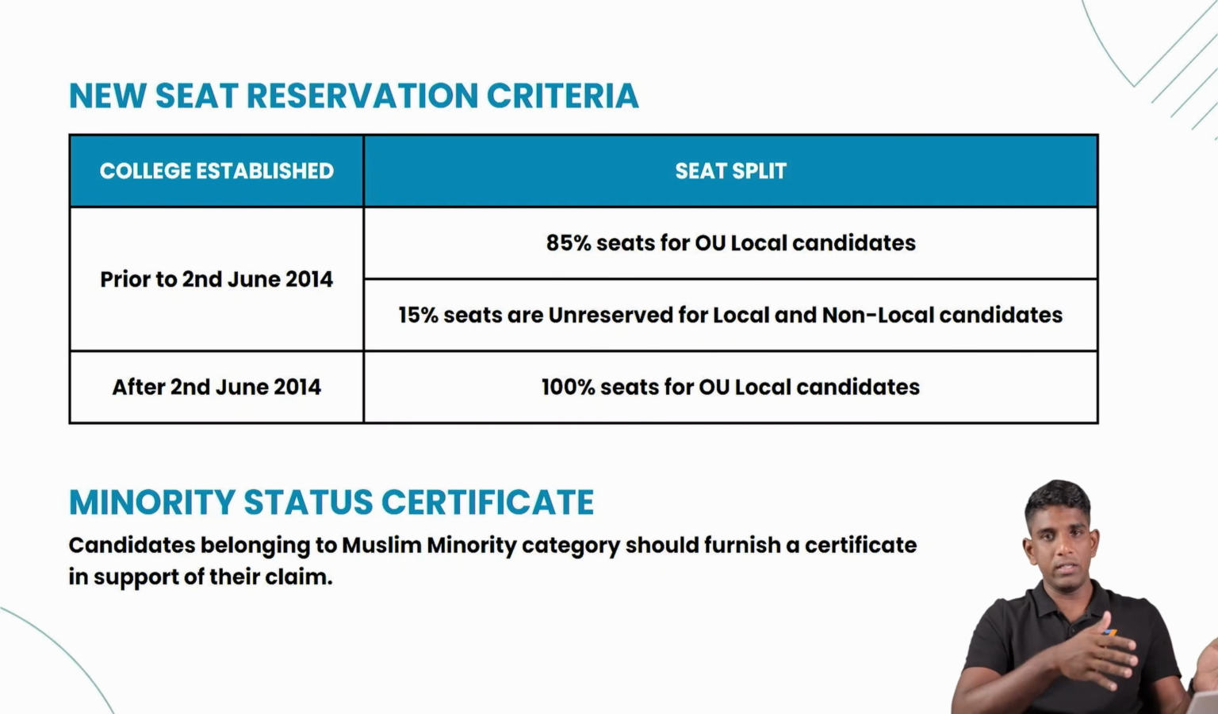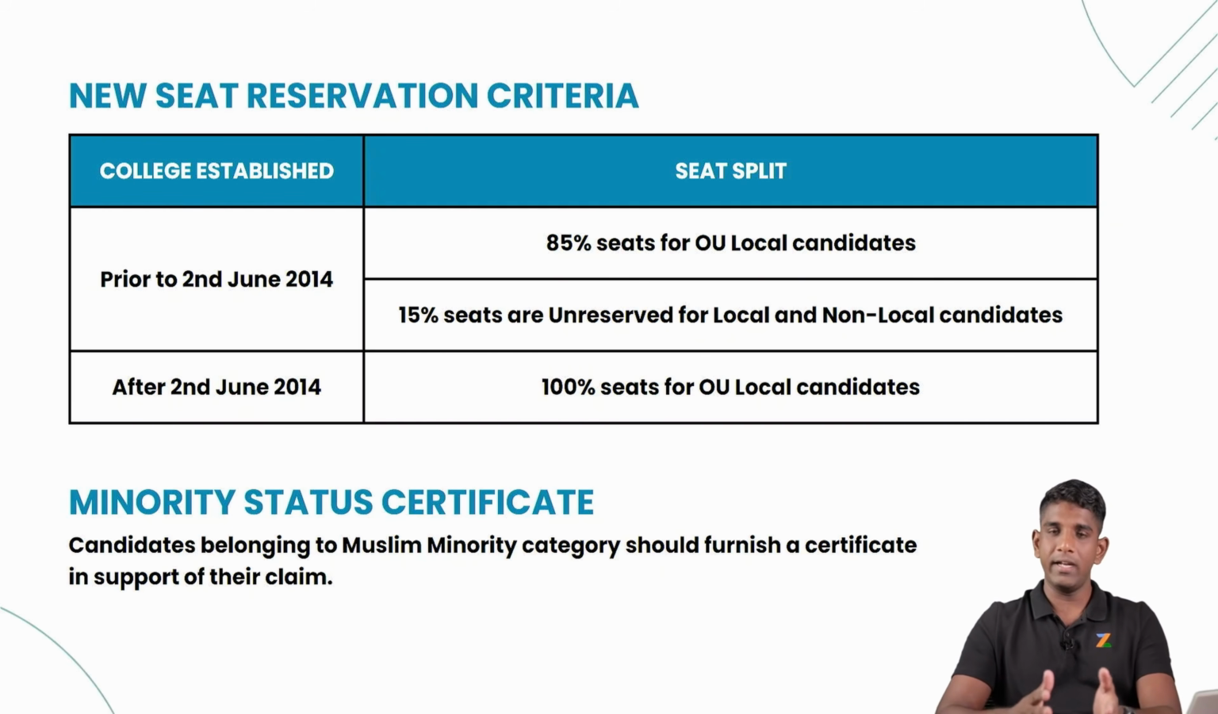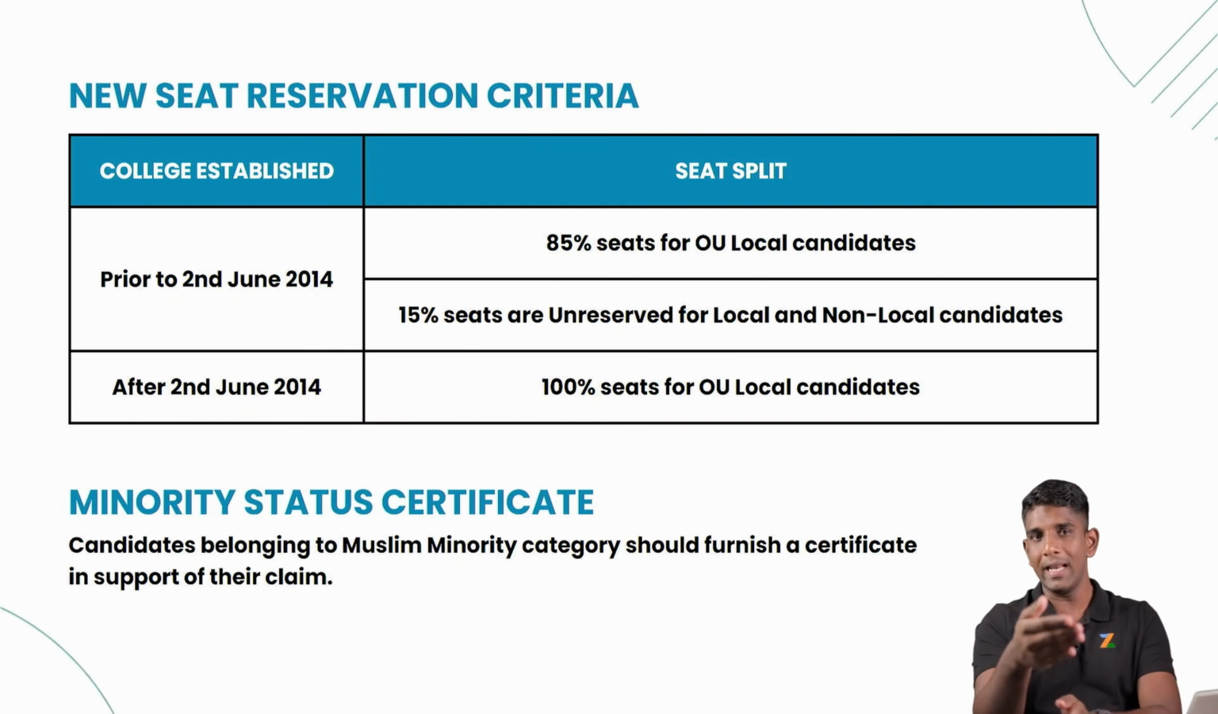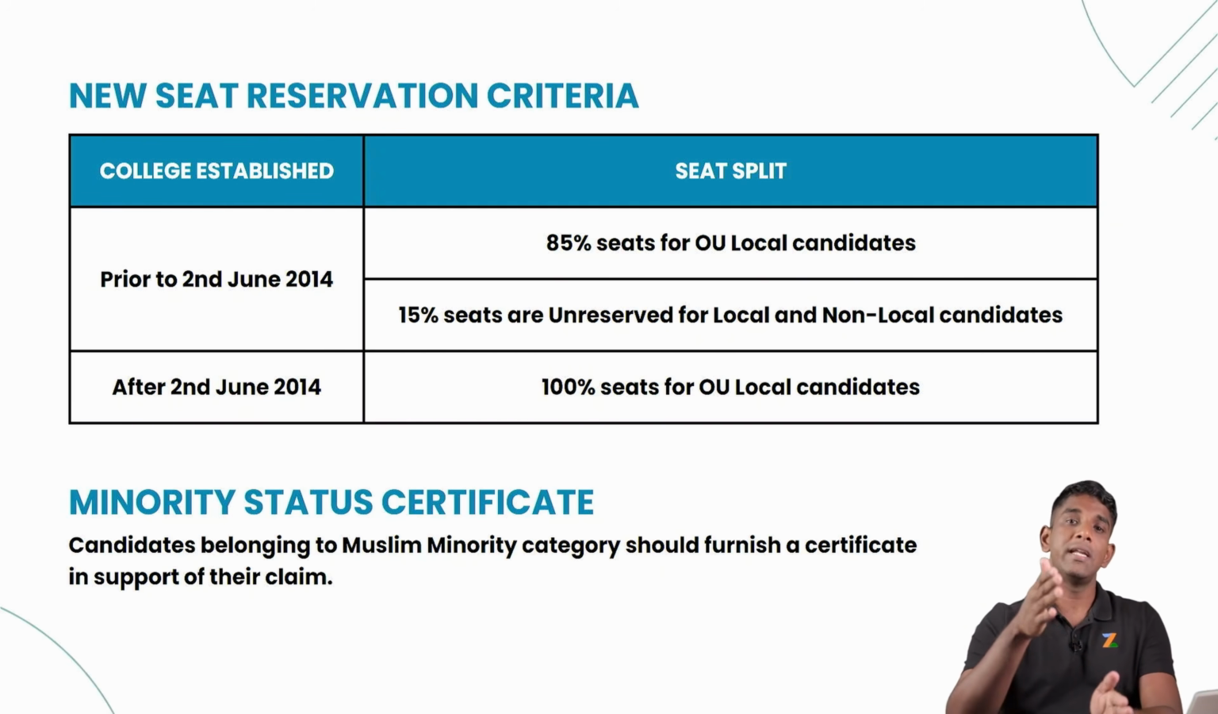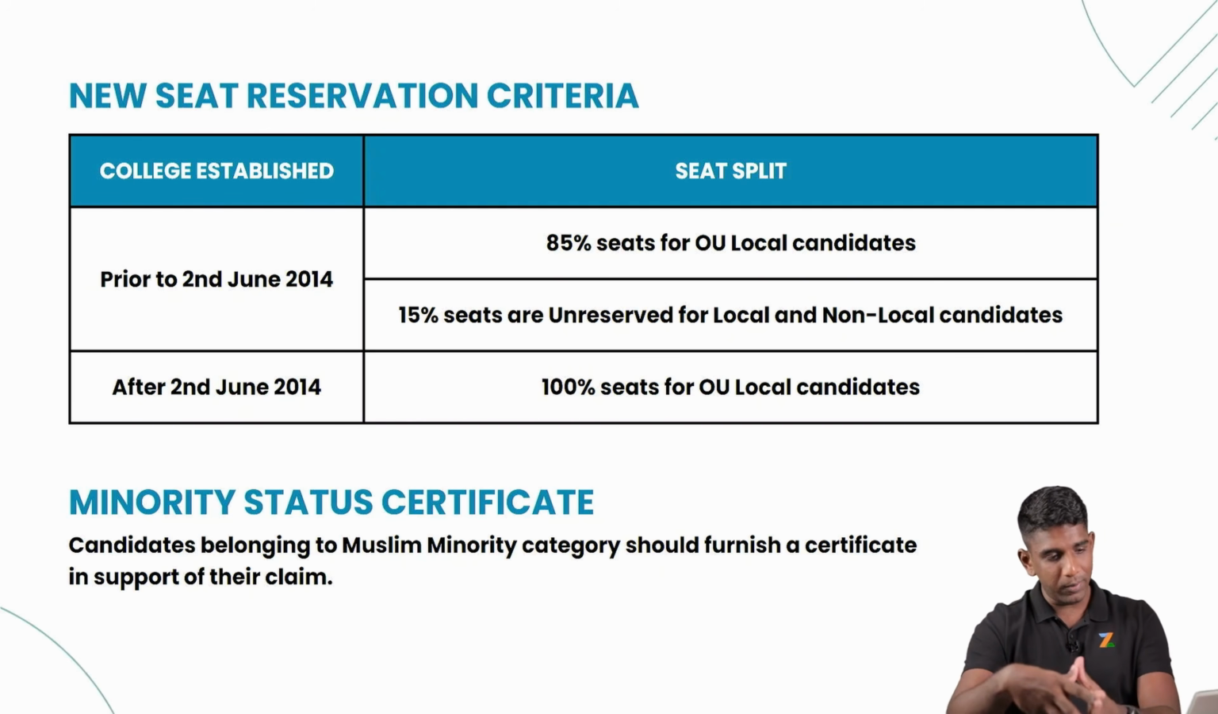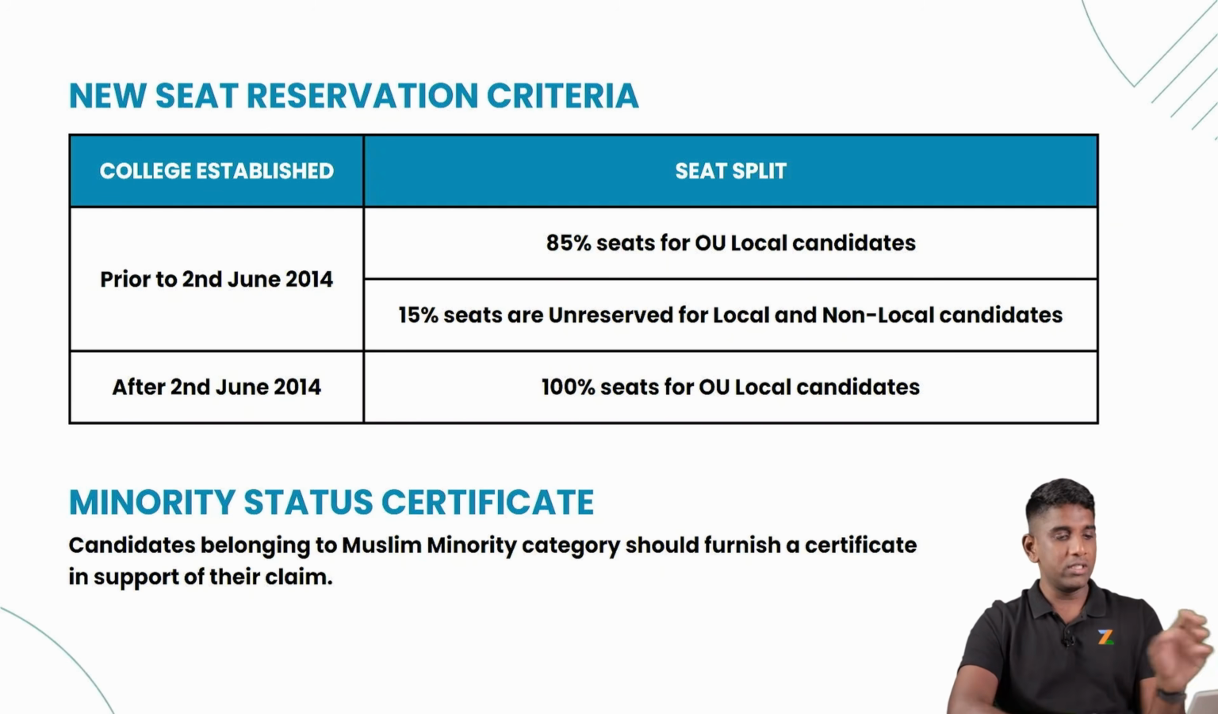will follow a reservation criteria of 85% seats for OU local candidates and 15% seats for underserved, which both local and non-local candidates can compete for. And then there are colleges which are established after 2nd June 2014. These colleges will follow a strict reservation of 100% seats for only OU local candidates. Okay, so this is a major change from last year in terms of the reservation criteria.